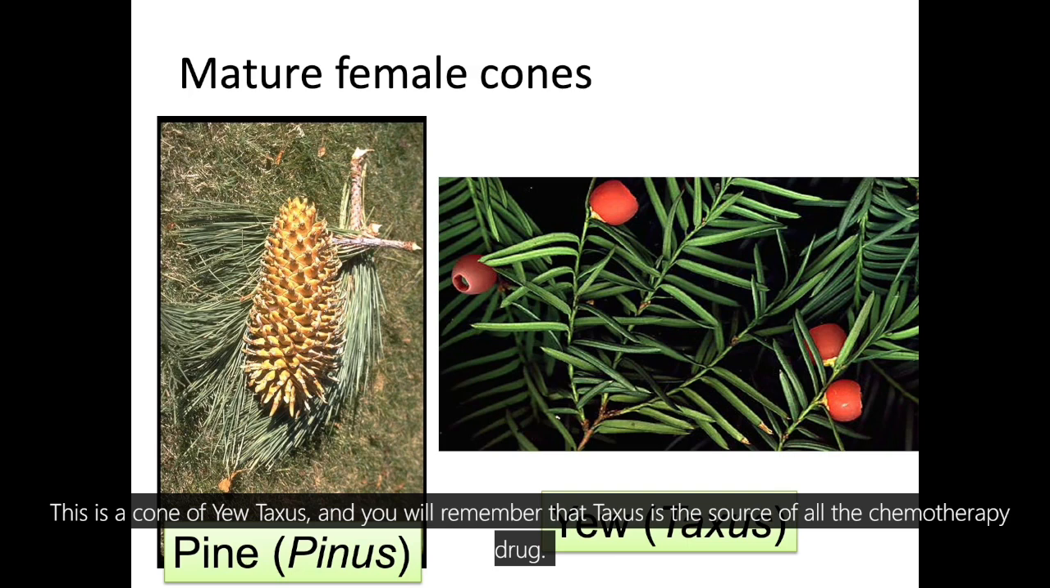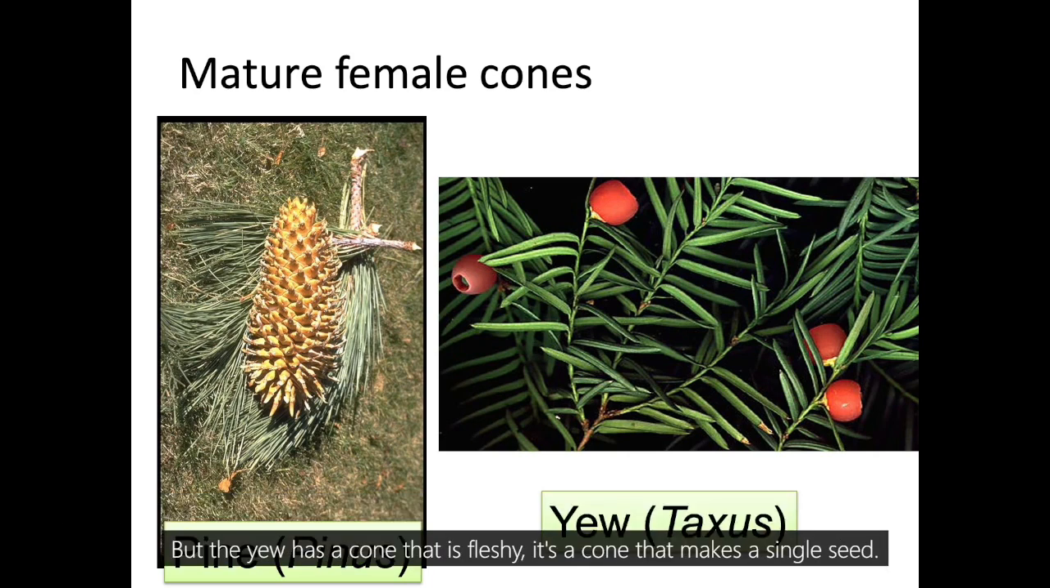This is a cone of yew, Taxus. And you will remember that Taxus is the source of Taxol, the chemotherapy drug. But the yew has a cone that is fleshy. It's a cone that makes a single seed. So each one of those red berry-like structures is actually a cone that has a single seed in it.